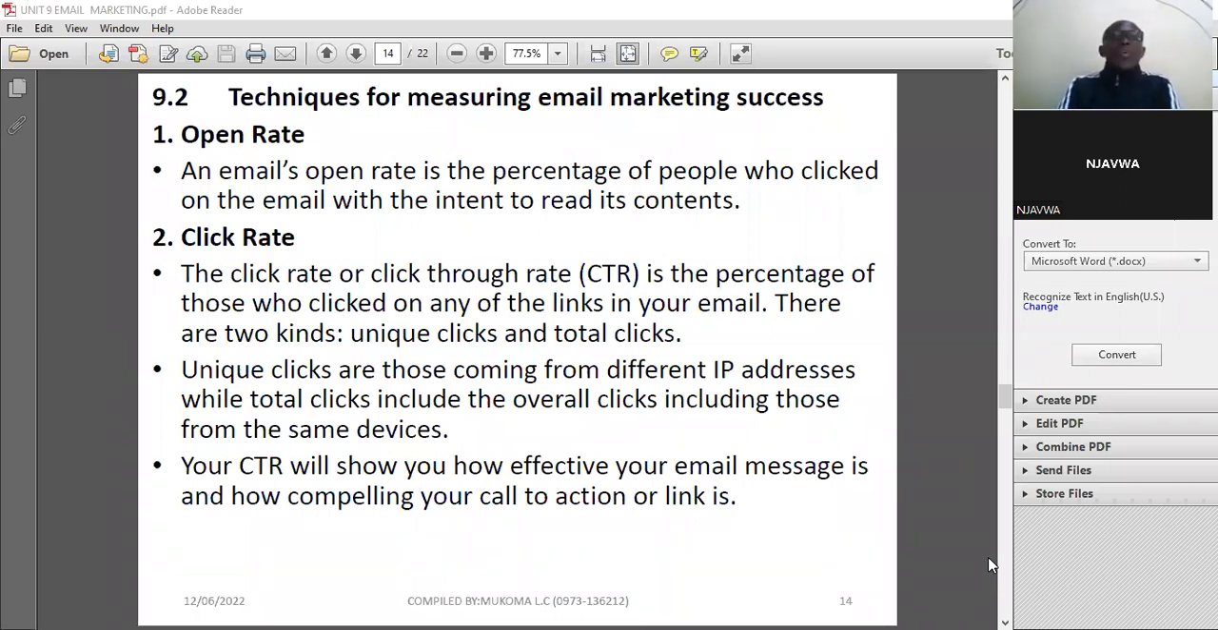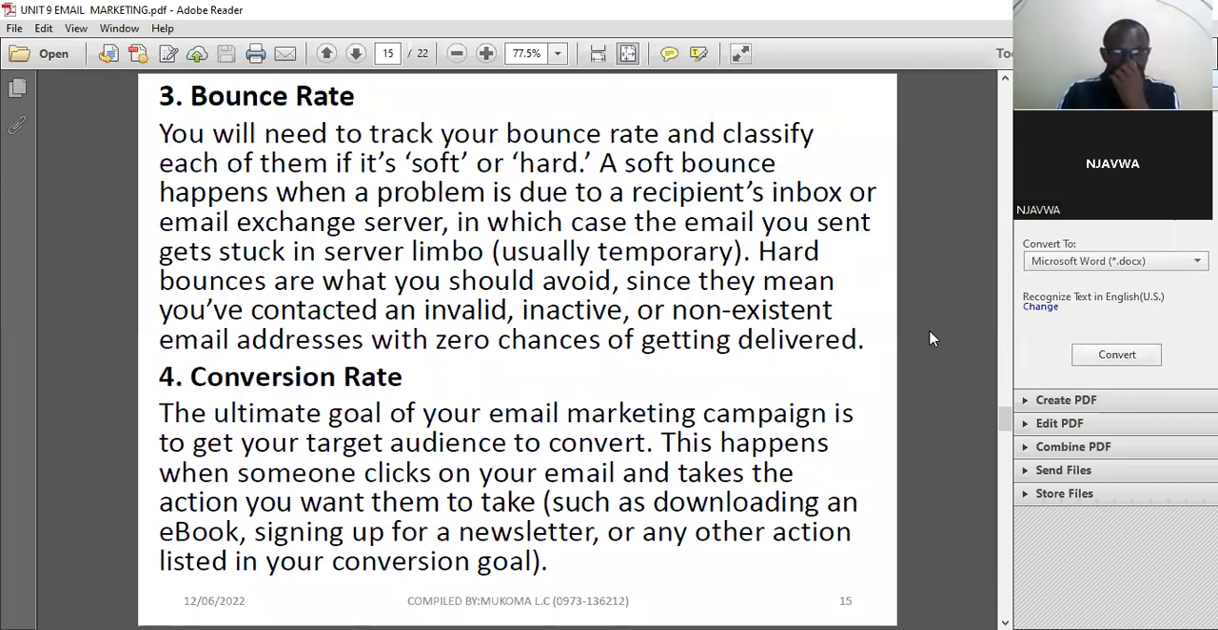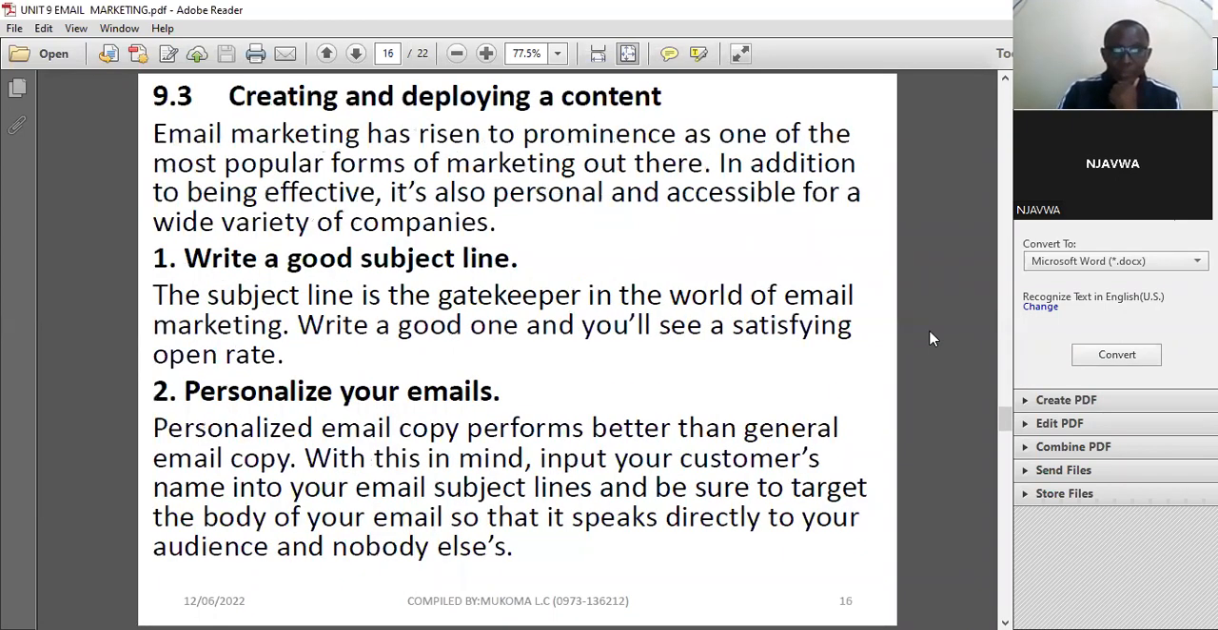We were supposed to start techniques for measuring email marketing success. How do you know that your email marketing strategy is performing? There are certain techniques that we use to measure the performance of our email marketing strategy.